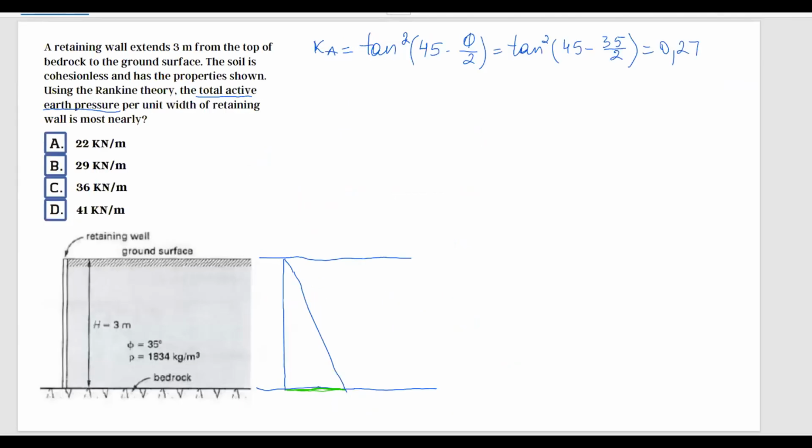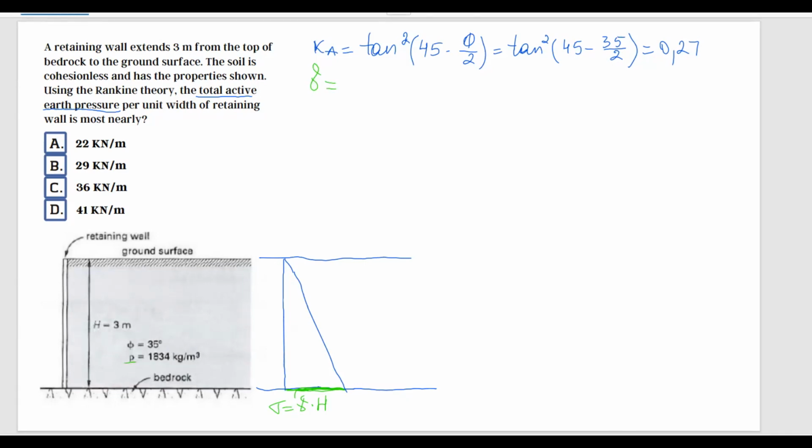Come back here. This green line here is sigma and is equal to unit weight multiplied by H. In our case, H is 3 meters. How about unit weight? Let's write down unit weight equals.